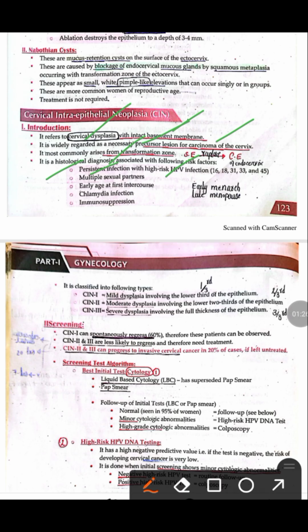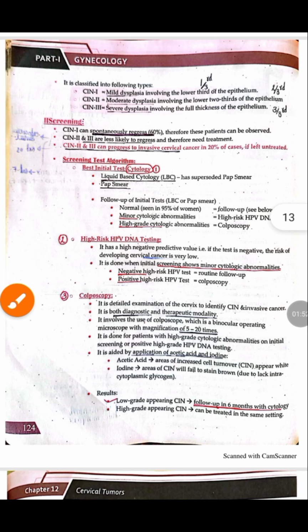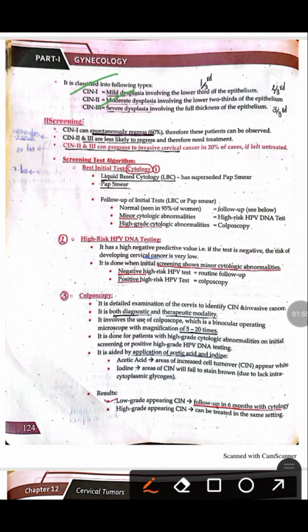And CIN is classified into the following three types. First one is CIN1, which is a mild dysplasia that involves the lower one-third of the epithelium of the cervix. CIN2 is a moderate dysplasia and it involves the lower two-thirds of the epithelium. And CIN3 is the severe dysplasia that involves the full thickness of the epithelium. So CIN1 is a mild dysplasia, CIN2 is the moderate dysplasia, and CIN3 is the severe dysplasia that involves the full thickness of the epithelium.